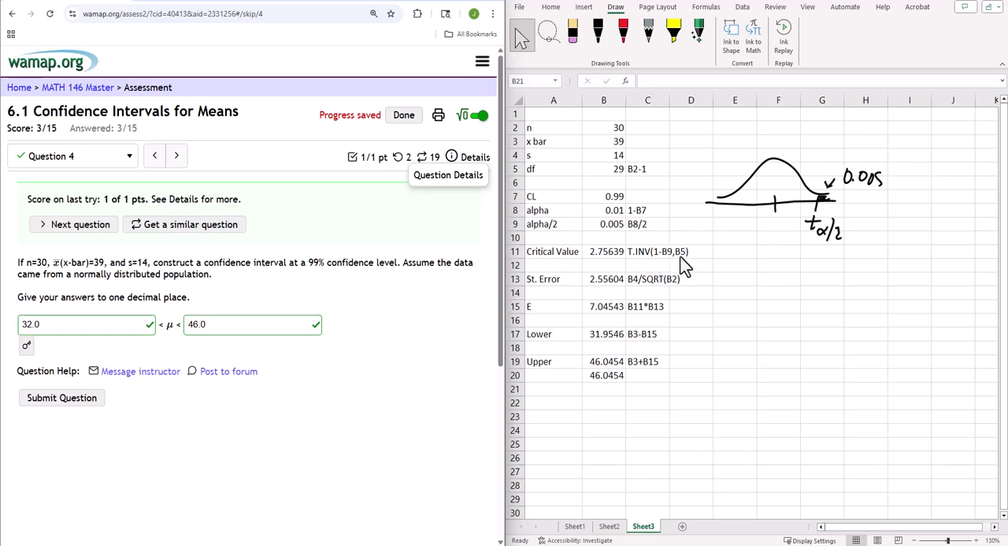Our degrees of freedom. Our standard error is our standard deviation divided by the square root of our sample size. And this is our sample standard deviation. If we had a population one, we'd be using a normal distribution. Anyway, make the product of these to find our error, subtract the error from the mean to find the lower limit, add the error to the mean to find the upper limit.